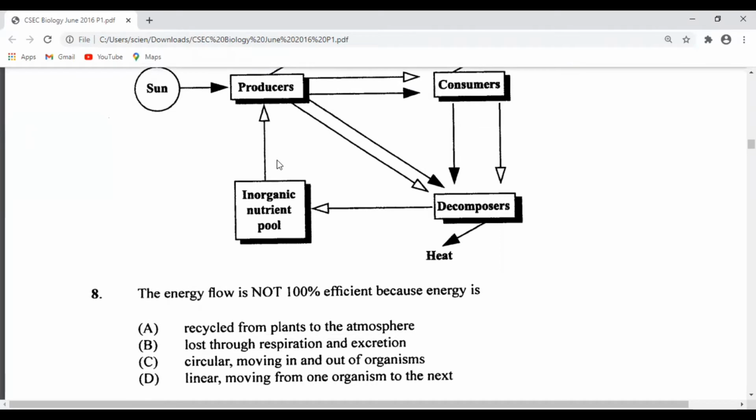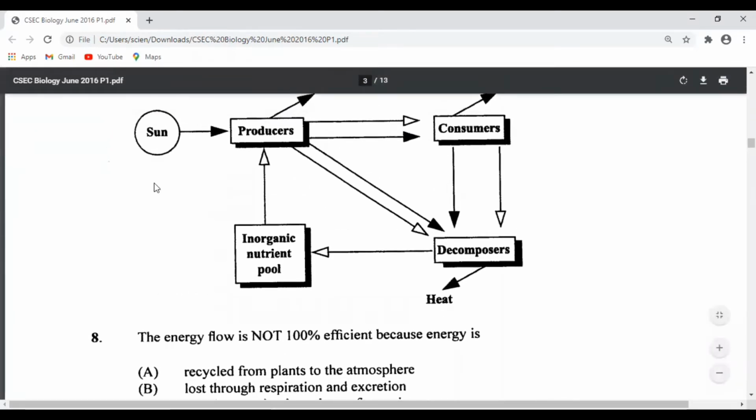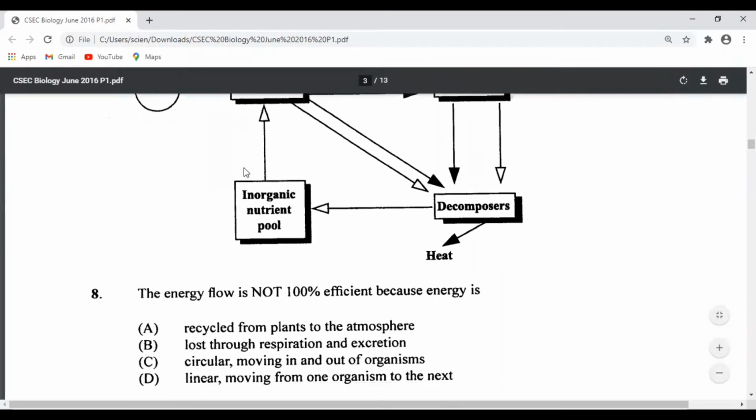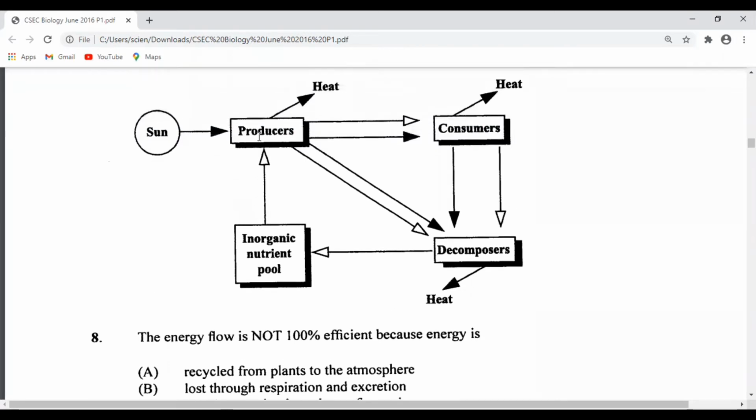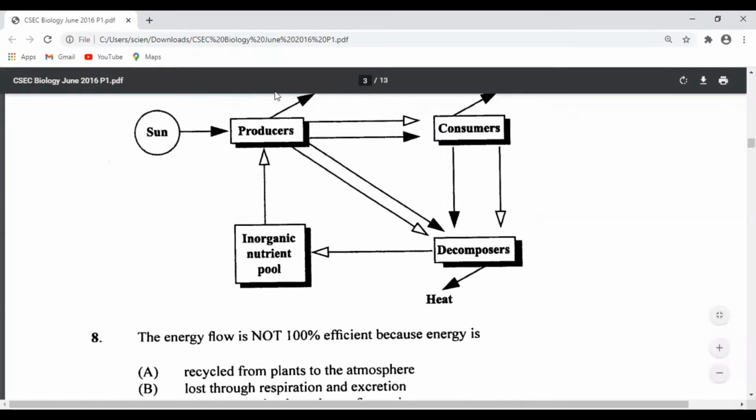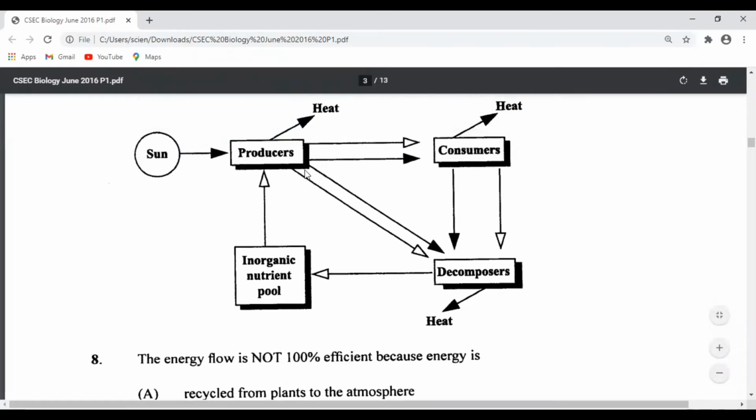C, circular and moving in and out of organisms. You realize that it's not circular, so it's not going around in a circle. And then D, linear, moving from one organism to the next. You realize that heat is lost, but it doesn't say that it's going into another organism. So the answer would have to be lost through respiration and excretion, which would explain why we have producers, consumers, and decomposers losing heat.